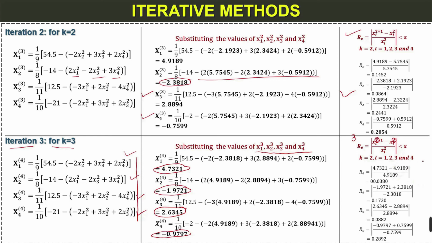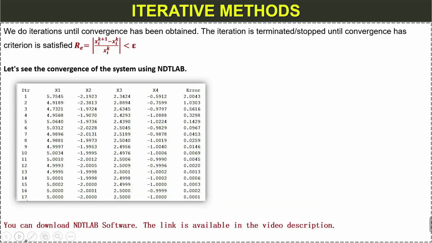We do iterations until convergence has been obtained. The iteration is terminated or stopped when the convergence criterion is satisfied, meaning the relative error should be less than a given tolerance or epsilon, which may be 0.0001. This is the allowable error or tolerance in our given solution.